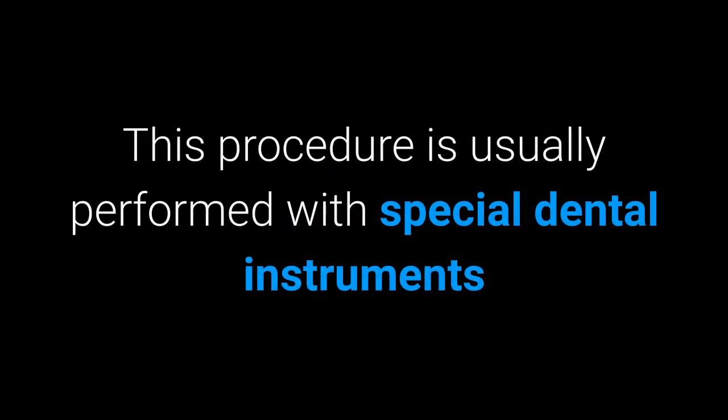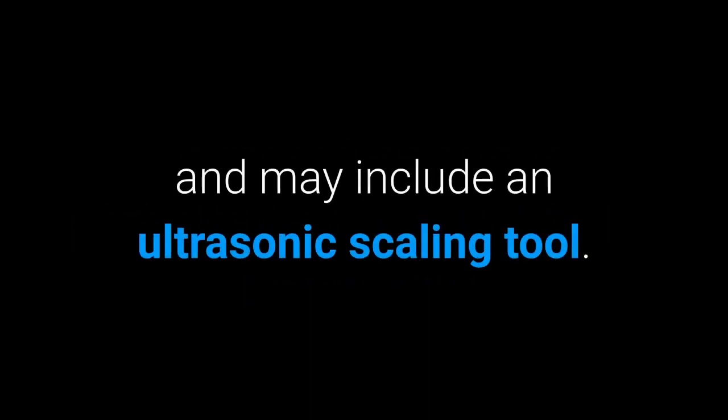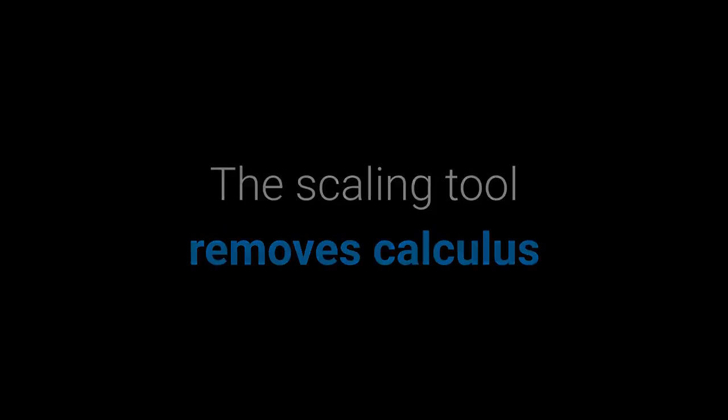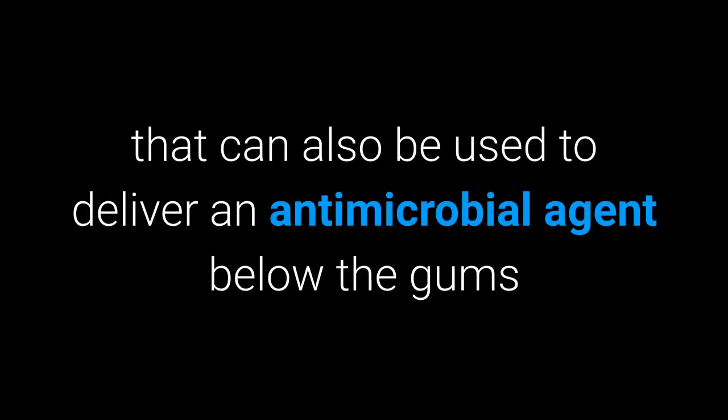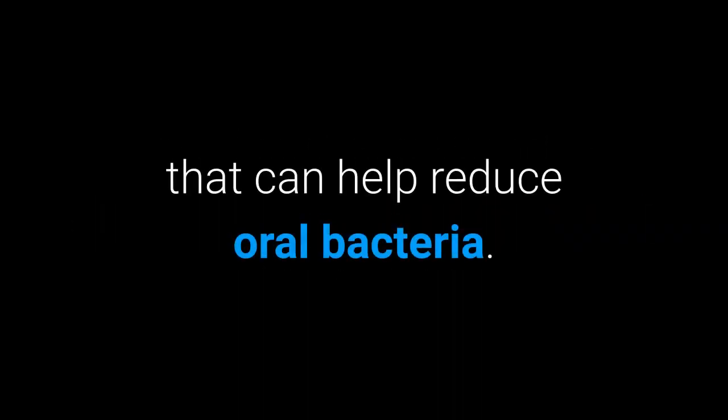Scaling. This procedure is usually performed with special dental instruments and may include an ultrasonic scaling tool. The scaling tool removes calculus and plaque from the surface of the crown and root surfaces. In many cases, the scaling tool includes an irrigation process that can also be used to deliver an antimicrobial agent below the gums that can help reduce oral bacteria.